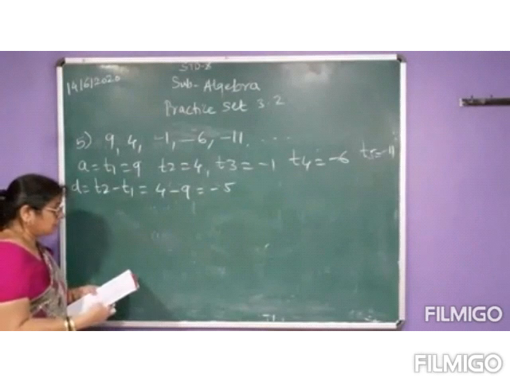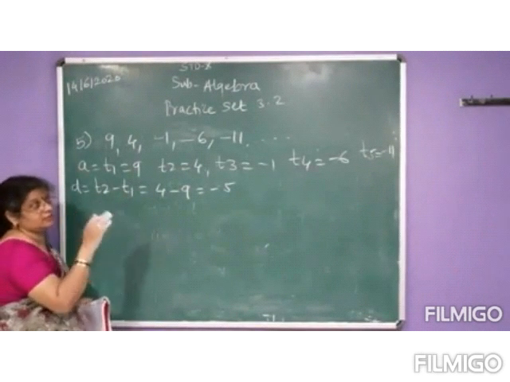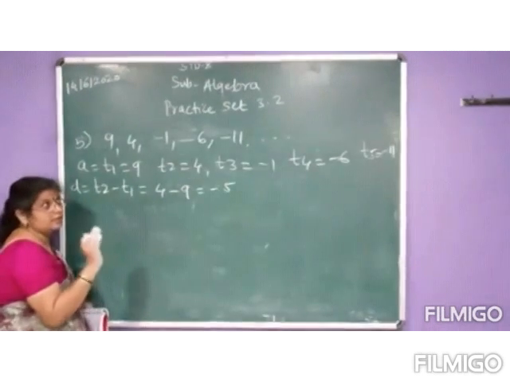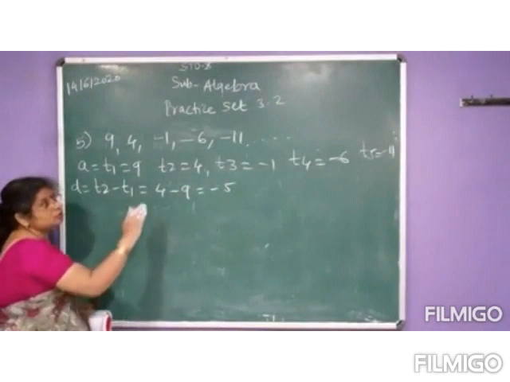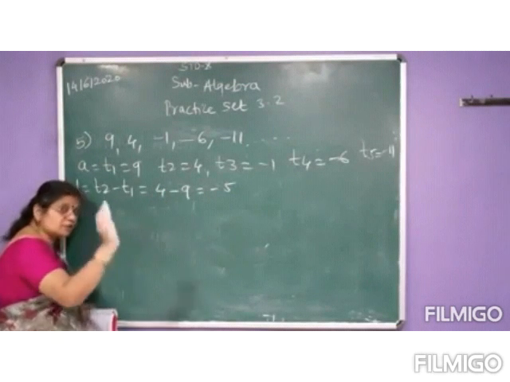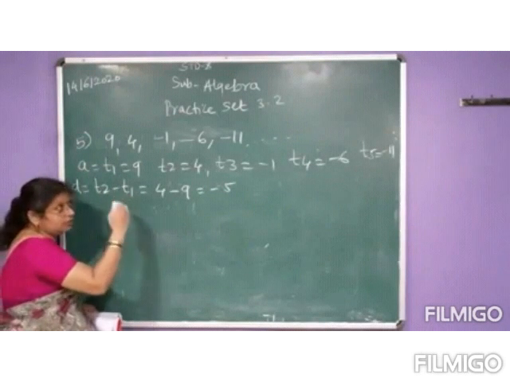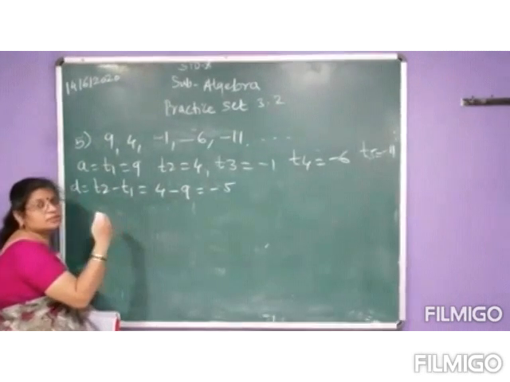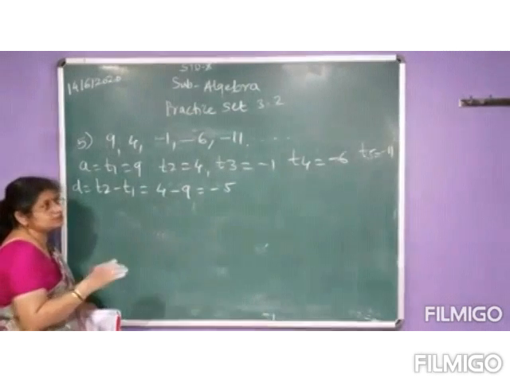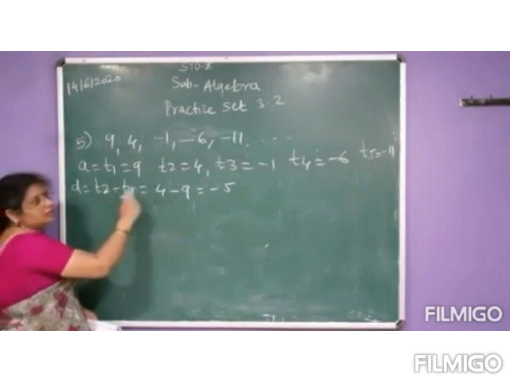Correct? That you got. Now see, if it is already mentioned that it is an arithmetic progression, then there is no need of solving T2 minus T1, T3 minus T2 like that. If it is not mentioned and you need to check, then you have to do T2 minus T1, T3 minus T2, T4 minus T3 like that.